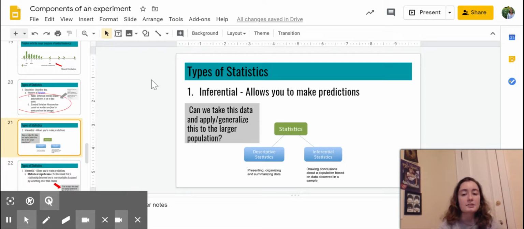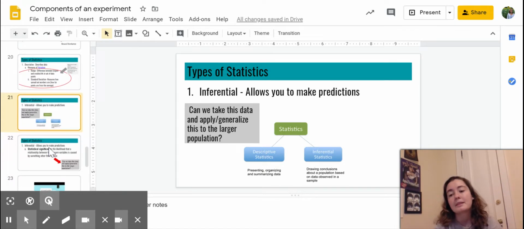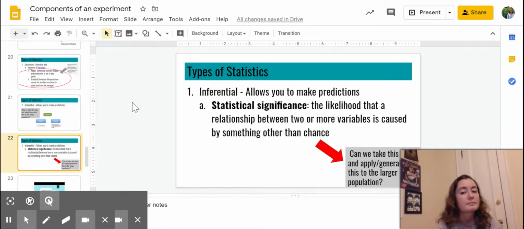And then inferential is the one that makes predictions, like I said, and it's the question of whether we can take this data and apply it and generalize it to the larger population, right? Because if you can't do that, it's not really worth a whole lot.